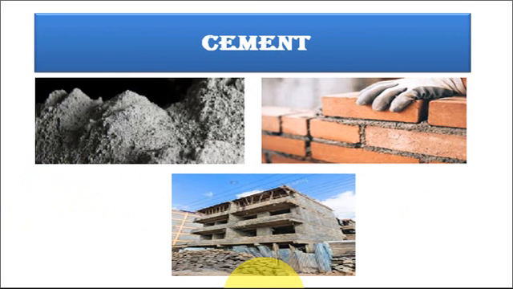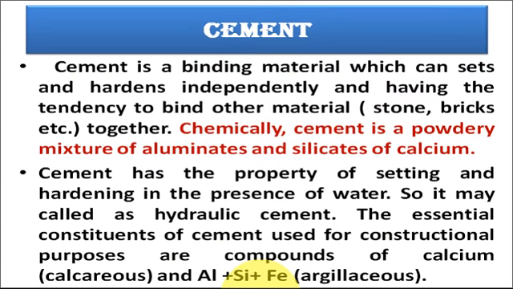Cement. What is cement? In the most general sense of the word, cement is a binder, a substance which sets and hardens independently and can bind other materials together. So it can be used as a binding material, and due to this nature of cement, it can be used for constructional purposes. So basically it is a binding material.